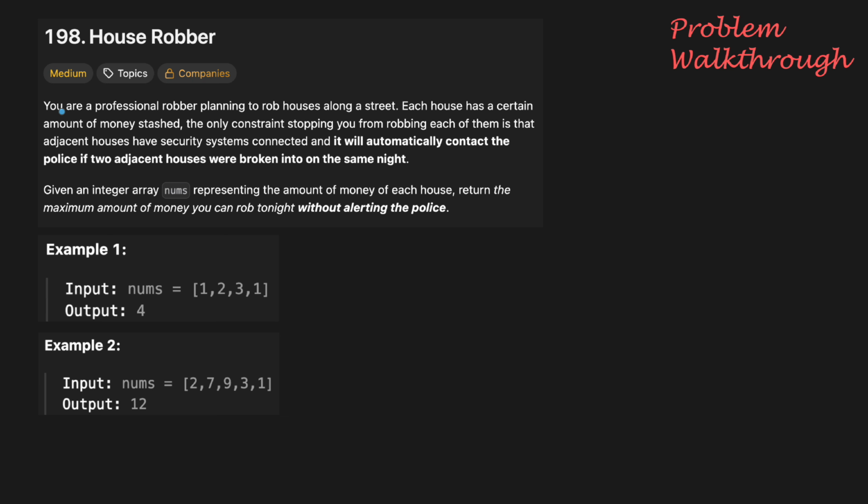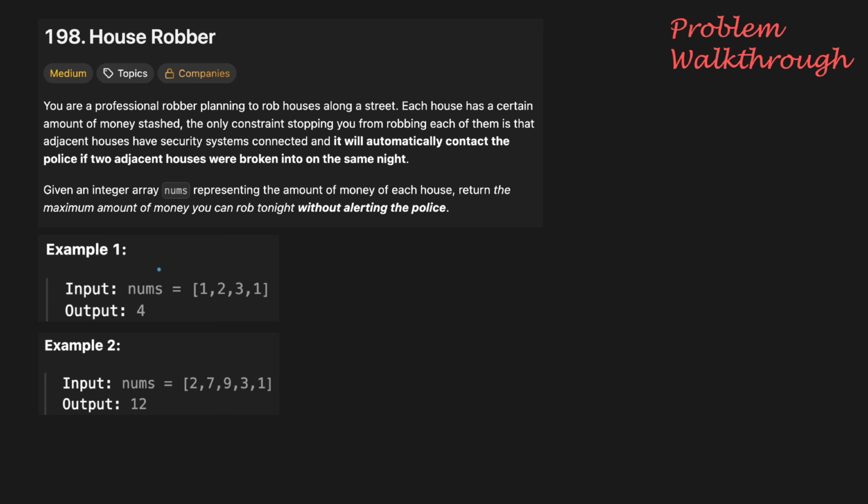Now to the problem. In this problem, we are working as a professional robber planning to rob houses along a street. Each house has a certain amount of money stashed. The only constraint stopping you from robbing each of them is that adjacent houses have the security systems connected, and it will automatically contact the police if two adjacent houses were broken into on the same night. So our task is, given an integer array nums representing the amount of money of each house, return the maximum amount of money we can rob tonight without alerting the police.